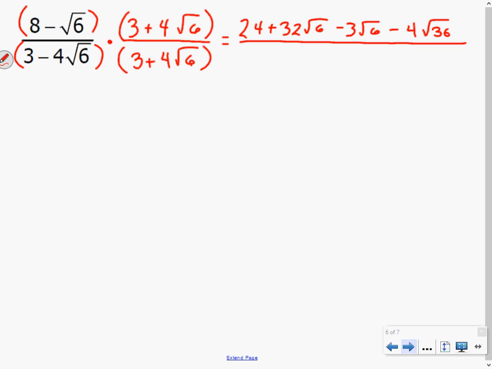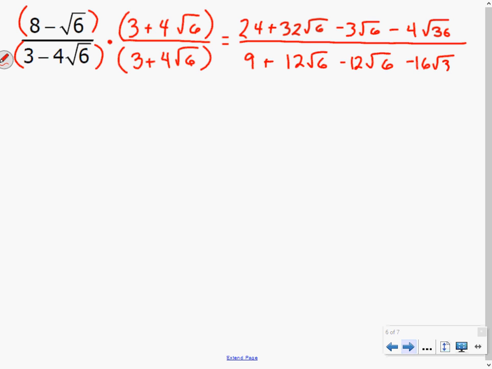Okay, and yeah, there's some stuff we can break down. There's some things we'll combine. We'll come back to that. Okay, let's multiply the denominator here as well. So again, I'm going to FOIL. 3 times 3 is 9. 3 times 4 square root 6 is 12 square root 6. Negative 4 square root 6 times 3 is negative 12 square root 6. And when I multiply negative 4 square root 6 times positive 4 square root 6, we get negative 16 square root 36.